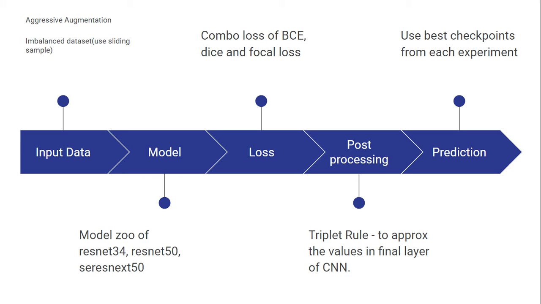Then this model makes the prediction. He has used the best checkpoints from each experiment. One more thing to add, the leader has specifically reduced the learning rate over time and has reduced the sample rate too.